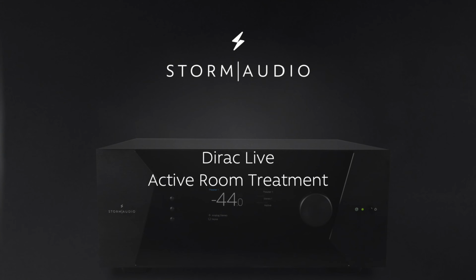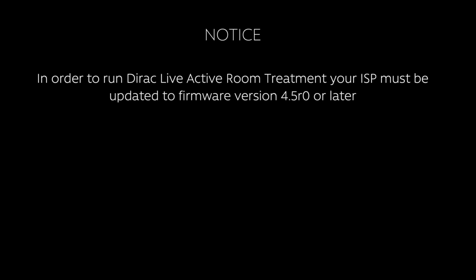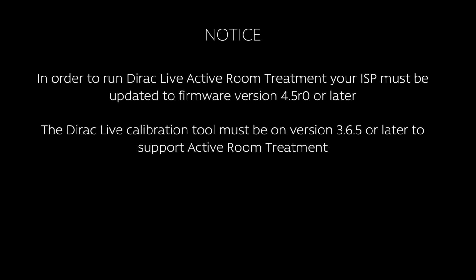This video is to instruct and inform you about the calibration of your system using Dirac Live Active Room Treatment. Your ISP must be updated with firmware version 4.5 R0 or later. The Dirac Live calibration tool must be on version 3.65 or later to support Active Room Treatment.